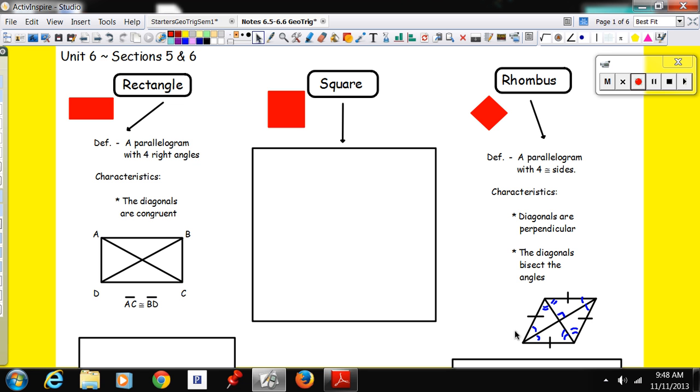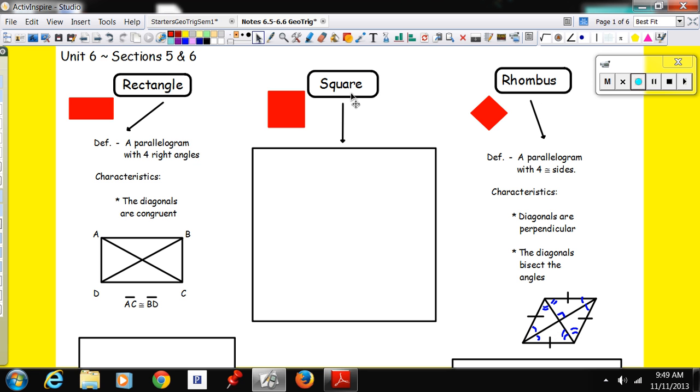Now, you can see that they're not the same length because this diagonal is way longer because the angles are pointed out here. This diagonal is shorter. But the thing is, it is a rhombus because it's got 4 equal sides, and the diagonals are making 90-degree angles. So they are perpendicular, and they're cutting all 4 angles in half. So you can kind of see the notations there.